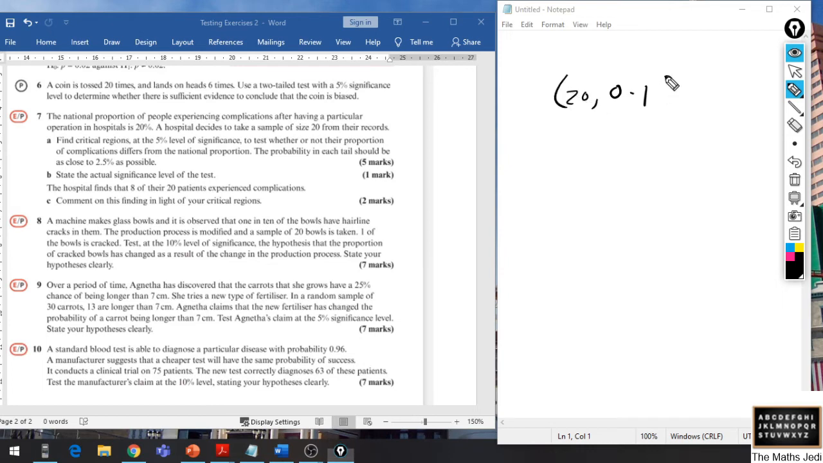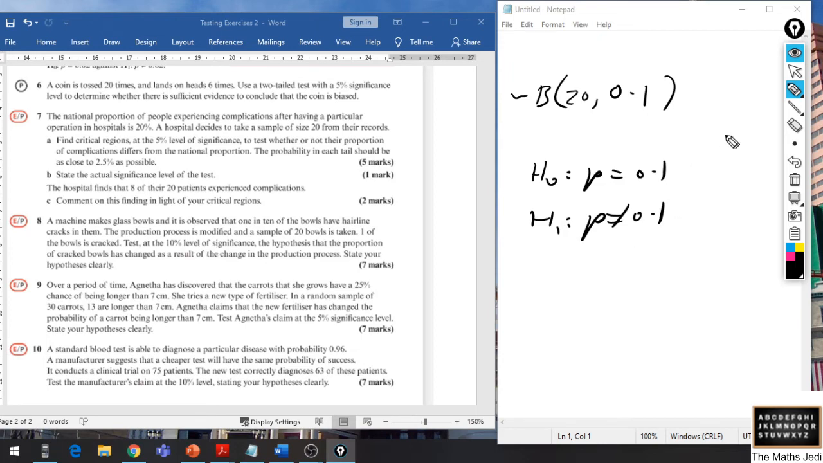So you can see where this is going already. Binomial distribution, 20, 0.1. Test at the 10% level of significance. What's going on? We do need to state the hypothesis. So proportion is going to be 0.1. Alternative hypothesis, it's not 0.1. And then we're looking at a 10% level of significance.